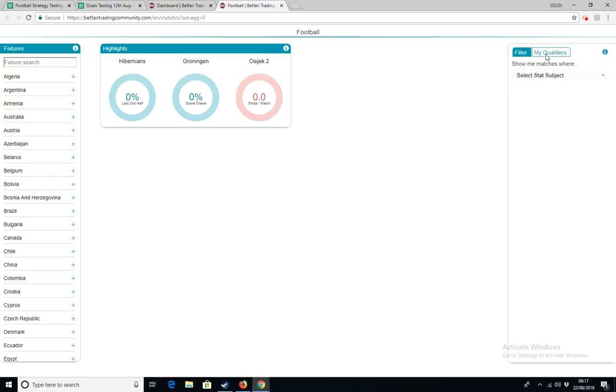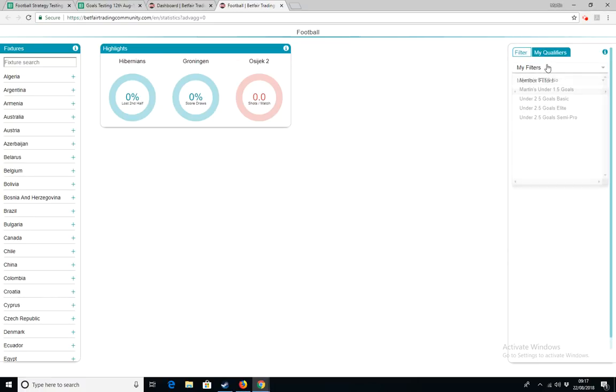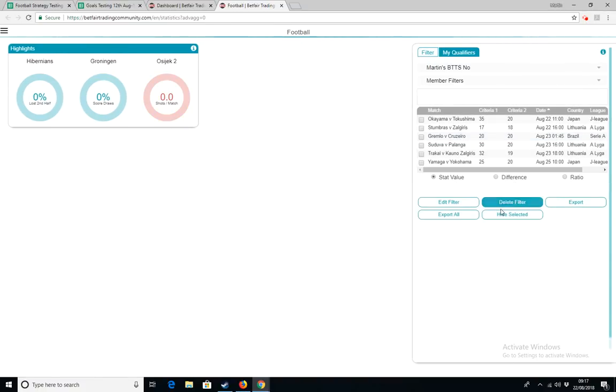Now, I've got my filters that I've preset. If you haven't seen the videos on how I preset filters, I've got a few very basic examples of how to do it that you can follow and that you can learn from just to get to grips with the software. I'm just going to go to my qualifiers. You can pick any filter for this. So I'm just going to pick my both teams to score no filter. And then what I'm going to do here is I'm going to export all. Okay, you can just export the one if you want to do it one at a time. Or if you've even got just one filter, I suppose it doesn't matter either way. But I just go export all so I can get all the data in one.